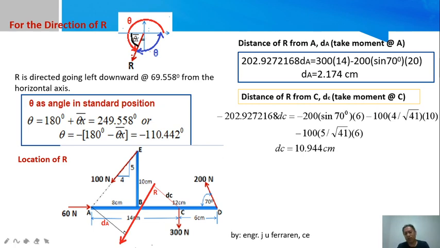Now, when you solve a problem, always reflect your R. Never solve or use a moment equation without reflecting your R in your figure, because putting your R in the figure helps you determine the rotation of the force or the body when it is acted on by the force.